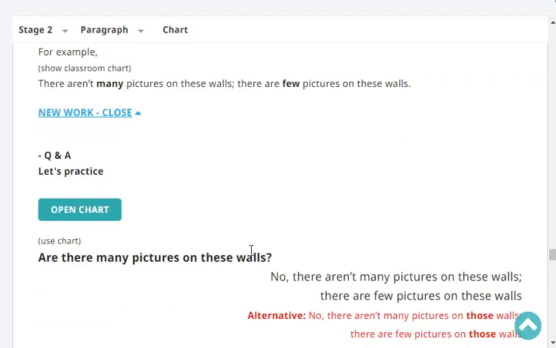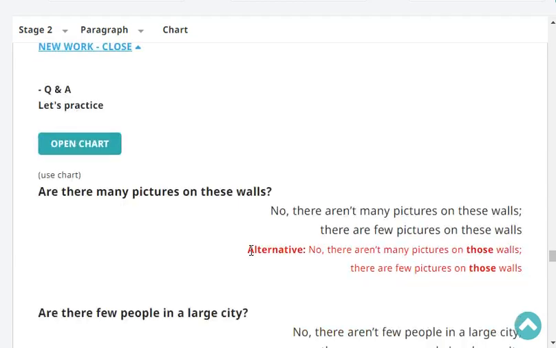Let's practice. Are there many pictures on these walls? No, there aren't many pictures on those walls. There are few pictures on those walls. Very good.